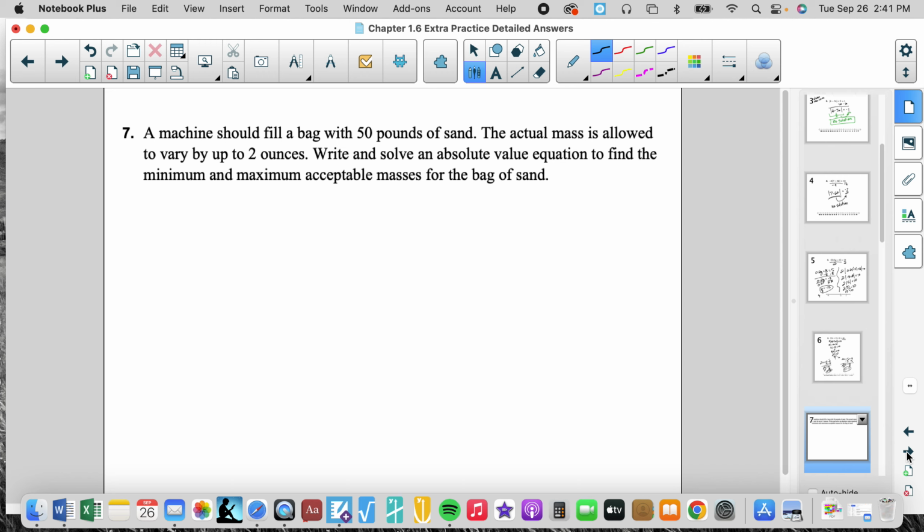A machine should fill a bag with 50 pounds of sand. So that's going to be my middle. The actual mass is allowed to vary up to 2 ounces. So it can vary 2 ounces this way, or it can vary this way, 2 ounces. So we know that it can actually equal 49 pounds.